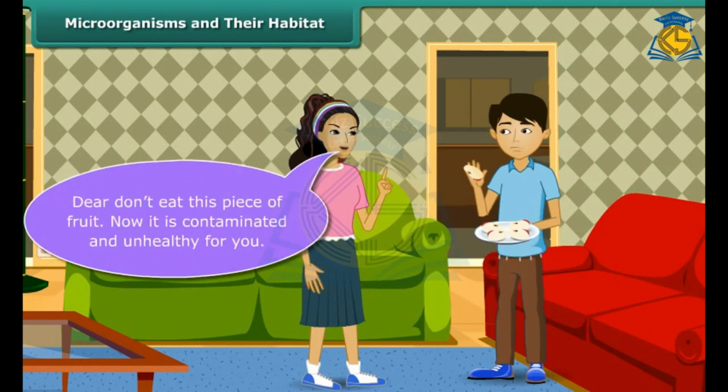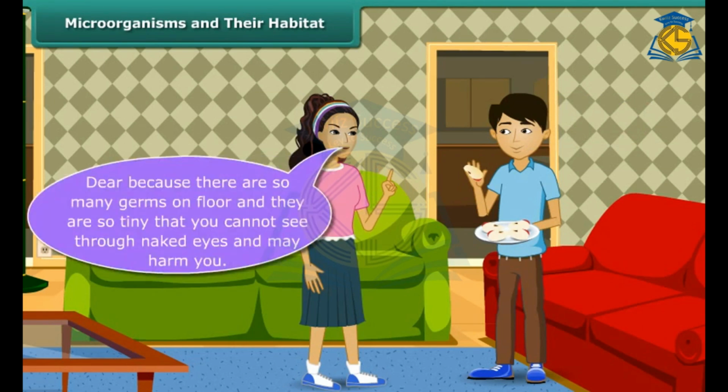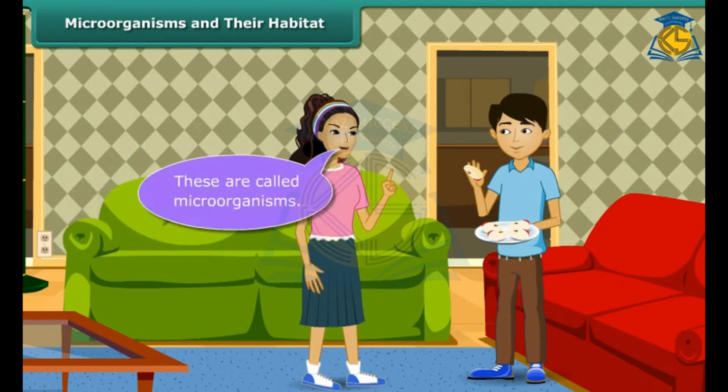Dear, don't eat this piece of fruit. Now it is contaminated and unhealthy for you. But why? Dear, because there are so many germs on the floor and they are so tiny that you cannot see them through naked eyes and they may harm you. What are these? These are called microorganisms.